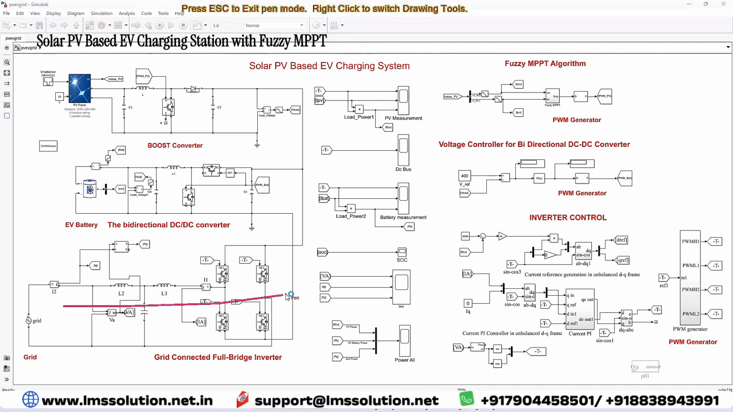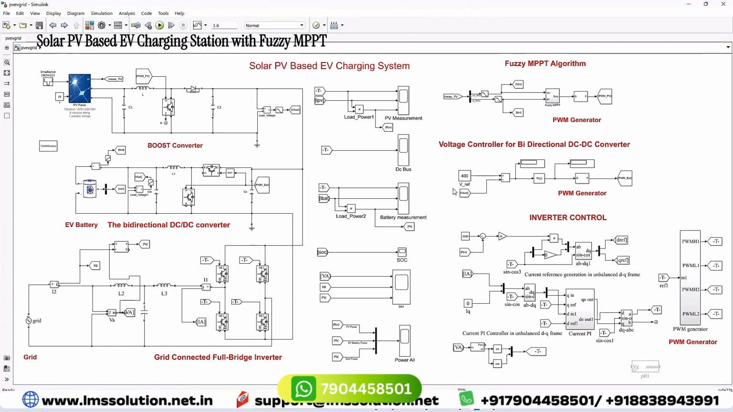from the grid. When PV generates maximum power, that means 2000 watts, the grid never supplies any power to the battery for charging. When PV power reduces, then the grid will come in to supply the power for charging the battery, so as to maintain the charging power. Charging power of the EV battery is around 2000 watts.